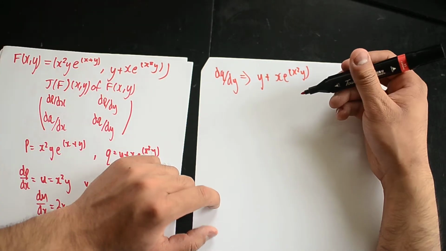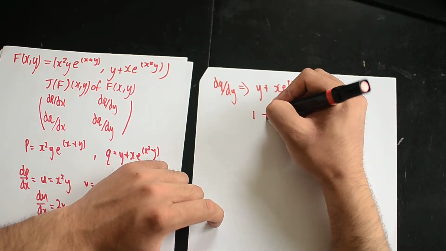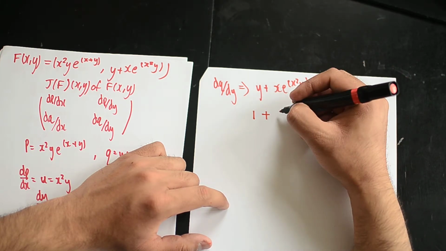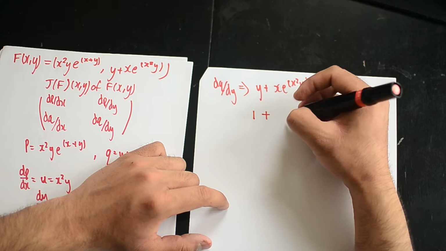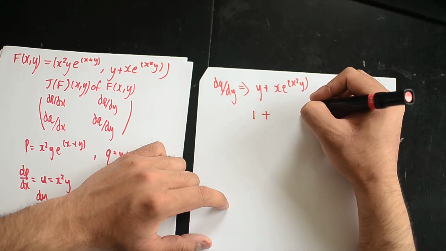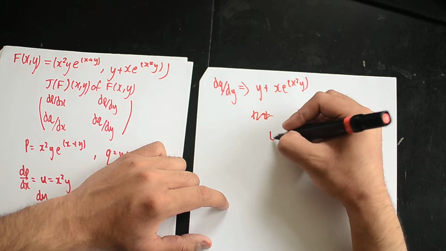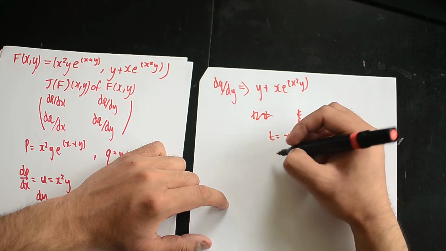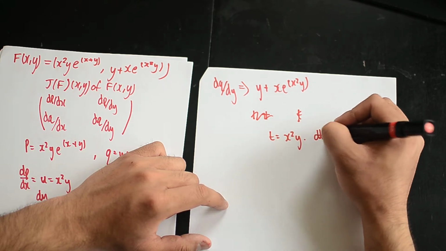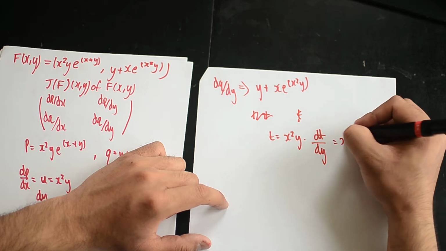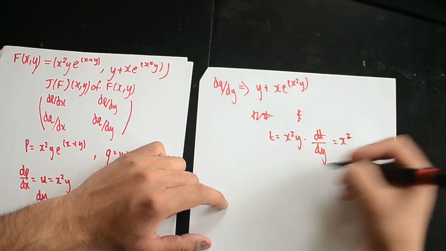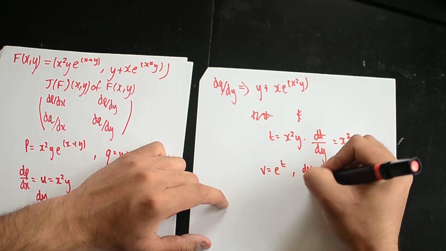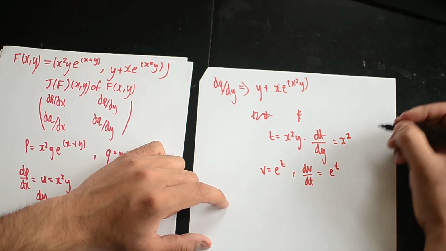Instead I can just do a direct differential on this, which would be 1 plus, because y differentiated is 1, holding the x constant, and using the chain rule here. Actually, do you know what, I'm going to use the chain rule here properly. Let's just ignore this. Let's let t equal x squared y. Therefore dt by dy would be x squared. And let's let v equal e to the t. dv by dt is e to the t.